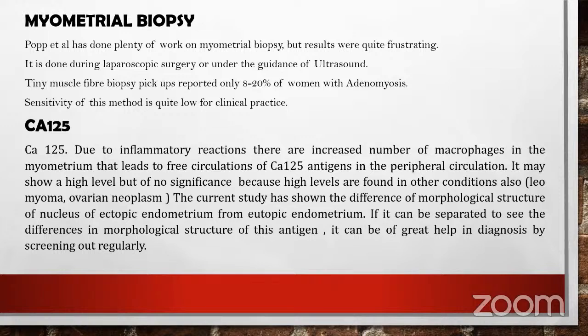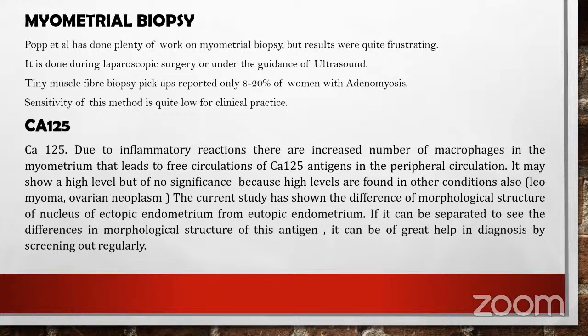CA-125 estimation. CA-125 antigens are estimated. Due to inflammatory reaction, there are increased numbers of macrophages in the myometrium that lead to free circulation of CA-125 antigens into the peripheral circulation. It may show a high level, but of no significance because high levels are found in other conditions also, like leiomyoma, ovarian neoplasm, and other conditions.